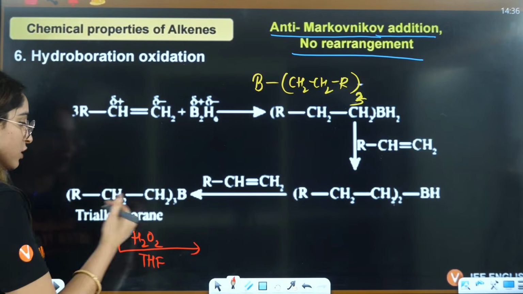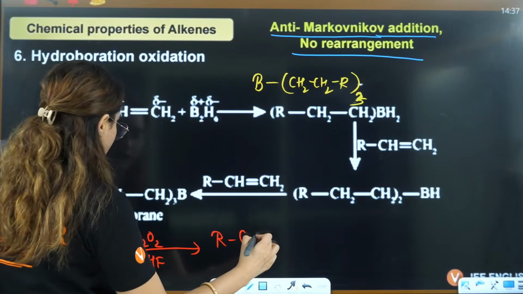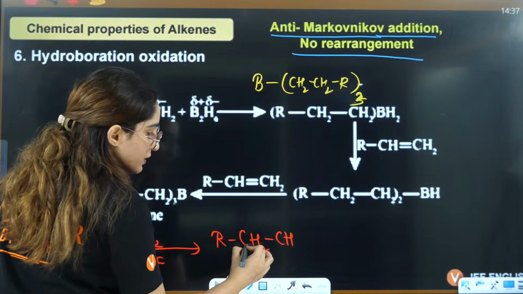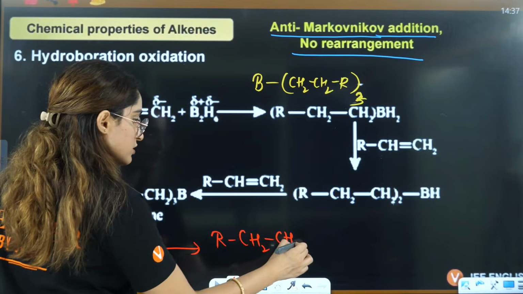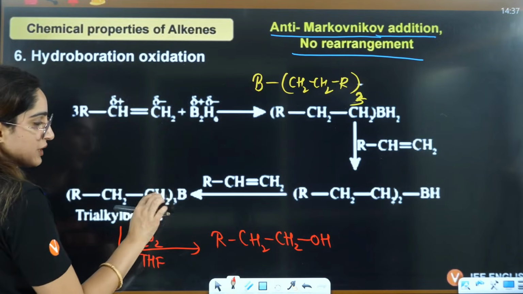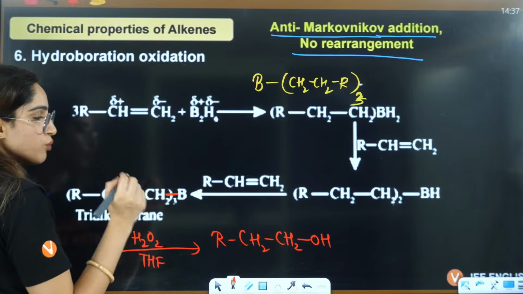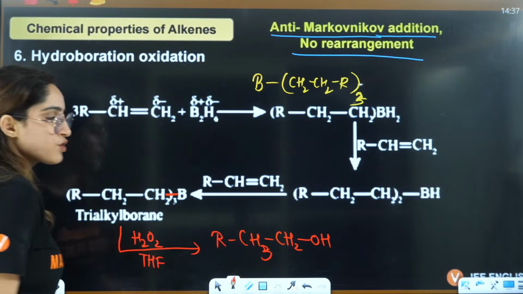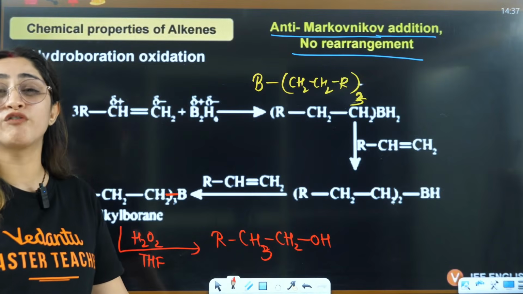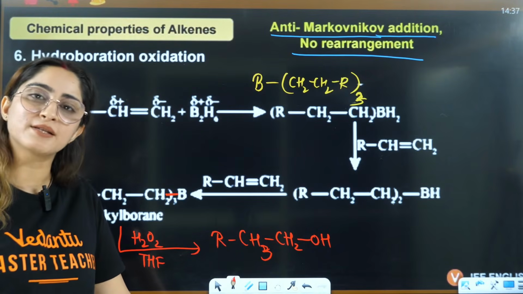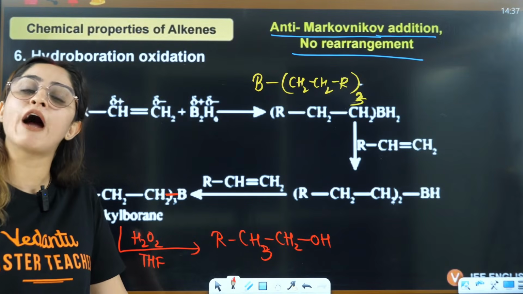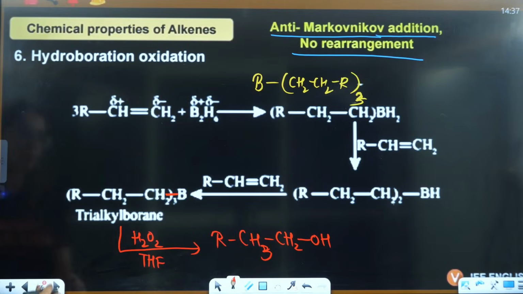There, the alkyl part comes out and you have the addition of OH at the terminal position, on the CH2 attached to the boron, and hydrogen is added on the other carbon. That is the reason the anti-Markovnikov terminal product is formed, where OH is attached to the carbon with more hydrogens.